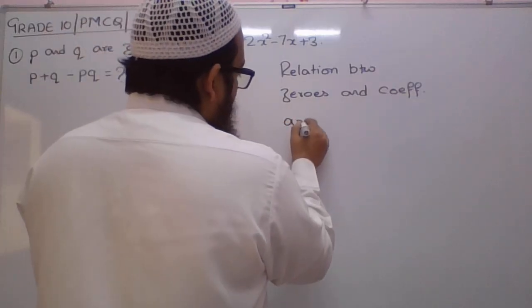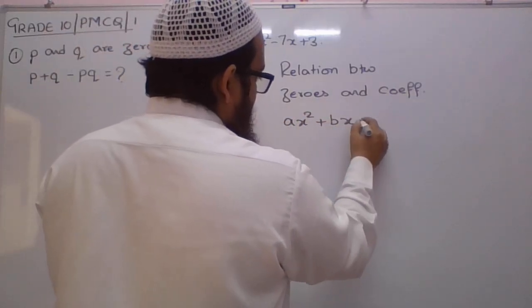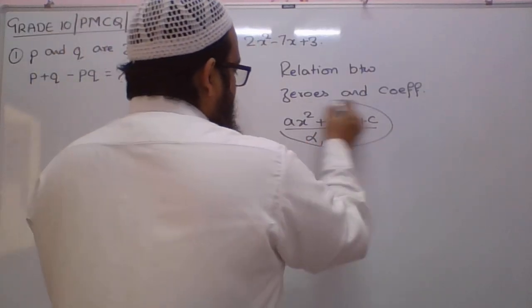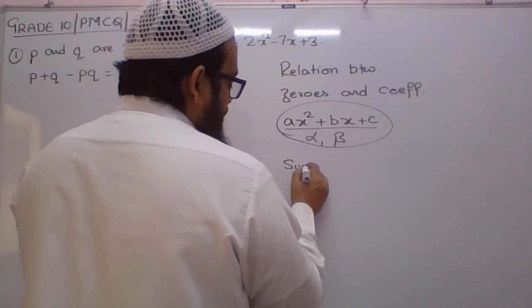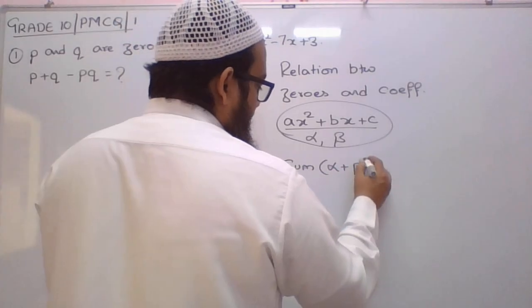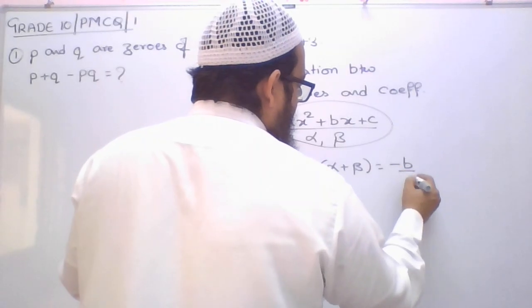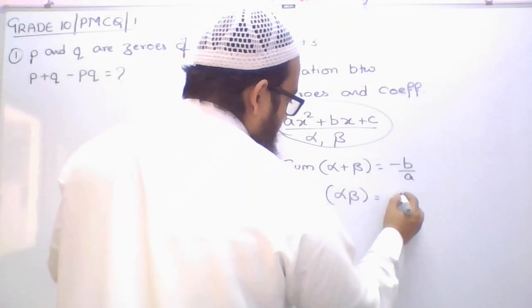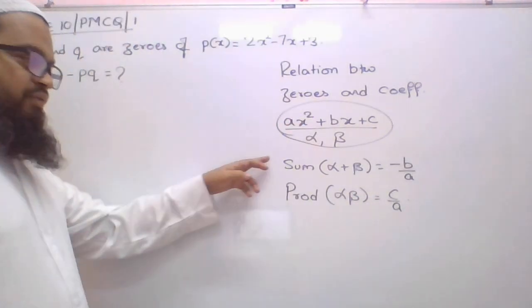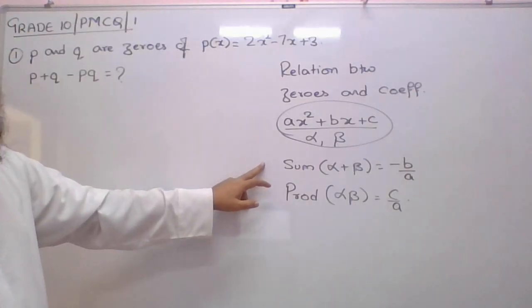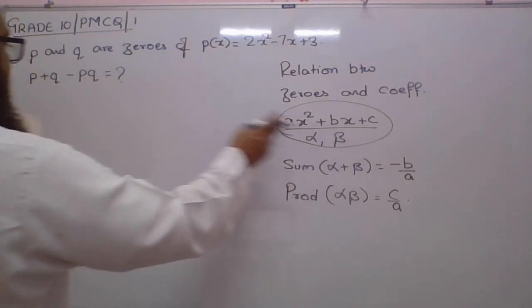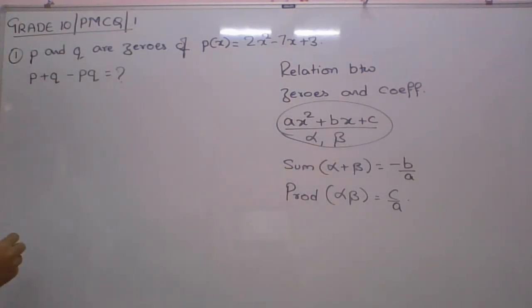For example, if the polynomial is ax square plus bx plus c and alpha, beta are zeros, then what is the relationship between these? Sum of zeros, that means alpha plus beta, is equal to minus b by a, and product of zeros, alpha beta, is equal to c by a. This is one of the important concepts of polynomials. Understood? Now p and q are zeros. Instead of alpha and beta, he has given p and q. Now what are we supposed to find? We are supposed to find p plus q minus pq.